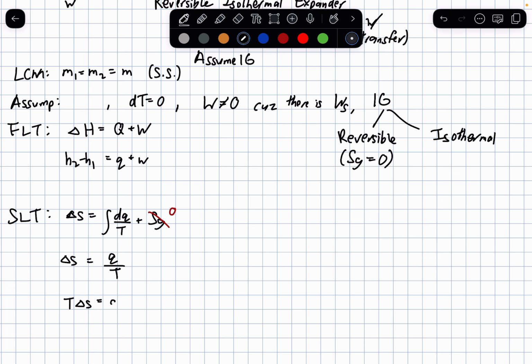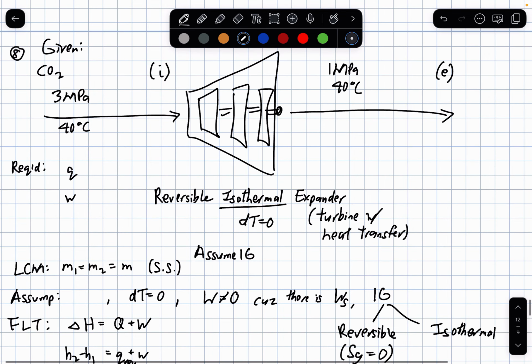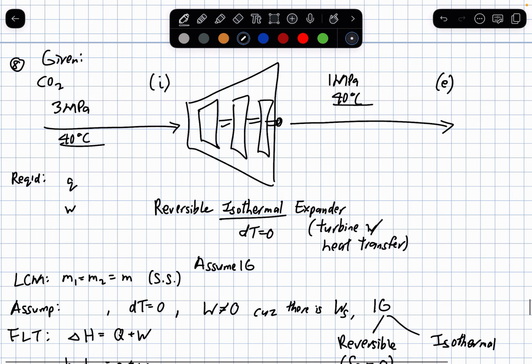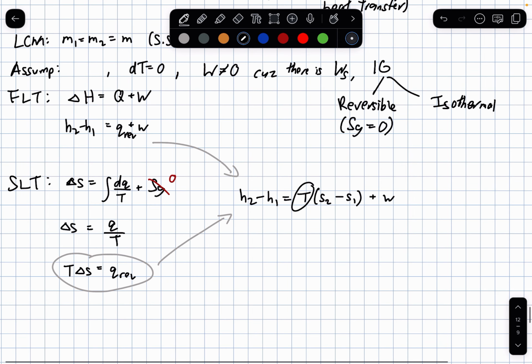T delta S equal to Q. This is going to be Q reversible now. Let's combine the equations. H2 minus H1 equal to T times S2 minus S1 plus W. Since the process is isothermal, same temperature, that's just the T here.